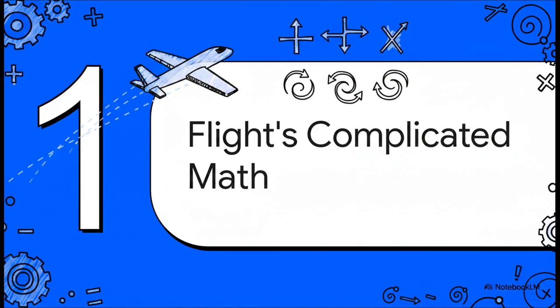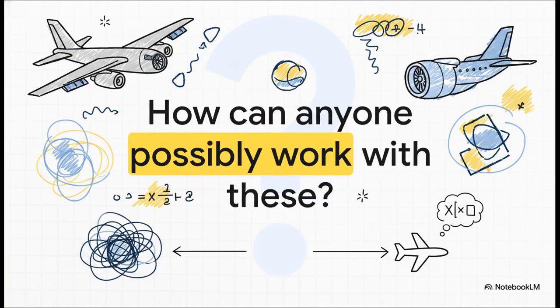To fully describe how a plane moves, you actually need a set of 6 of these equations, and every single one is just as complicated as the last. You've got 3 for forces: up and down, forward and back, side to side, and then 3 for all the rotations. Which brings us to a really practical question.